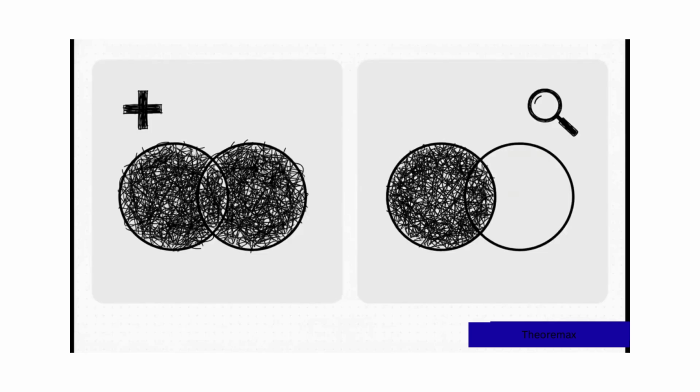Okay, let's put these two side by side because this is where people get tripped up all the time. Union is generous, it takes everything. It's all about or. Intersection, on the other hand, is picky. It only takes the overlap. It's all about and. So one combines the whole shebang, the other just finds what's common.